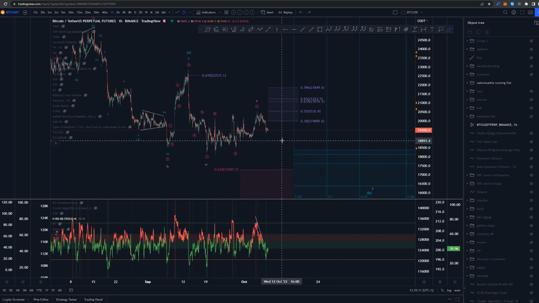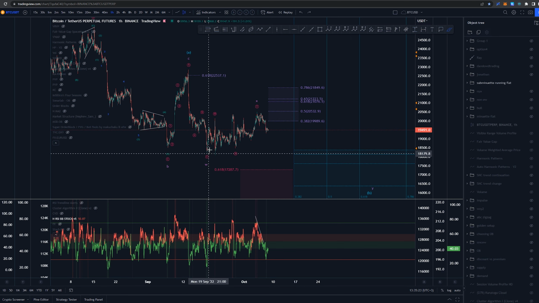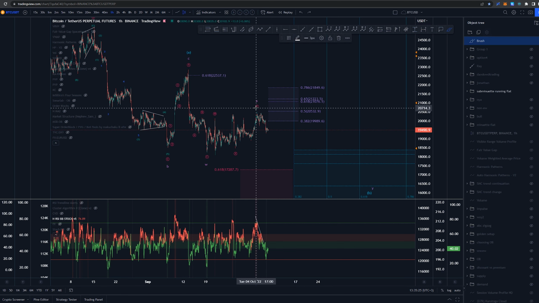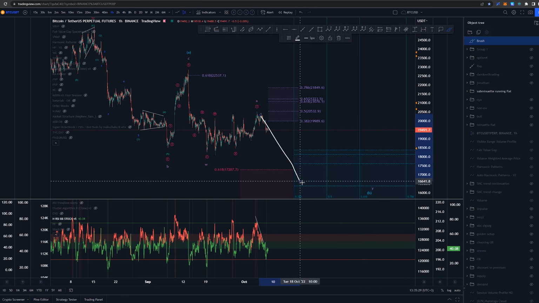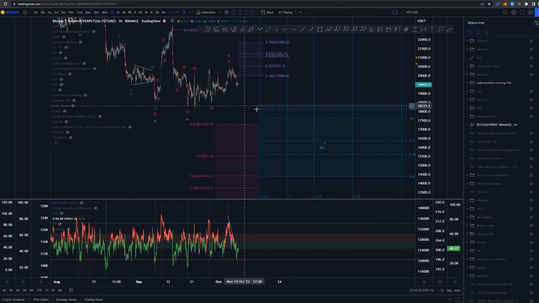And as with 3-wave structures, there are always going to be so many different alterations and possibilities that I'm just going to be presenting quite a few of them here. But in any case, we would have 3 waves into W, 3 waves into X, and then we would be looking for a wave Y. Another possibility for 3 waves to go down towards.